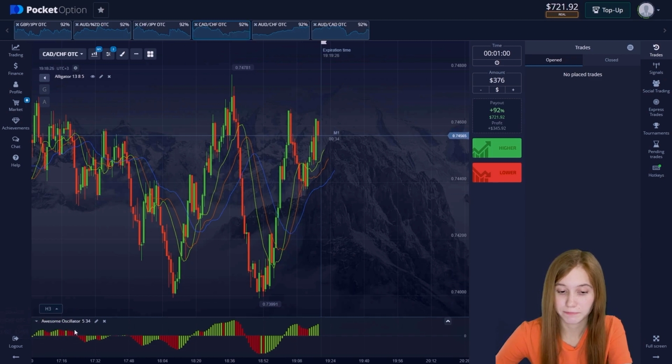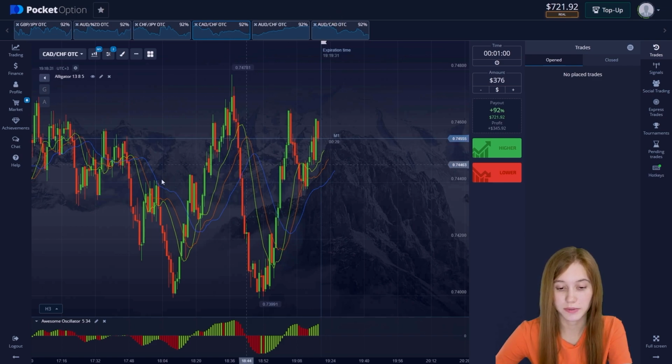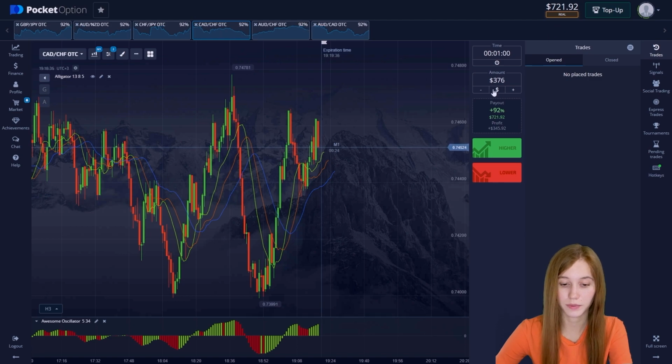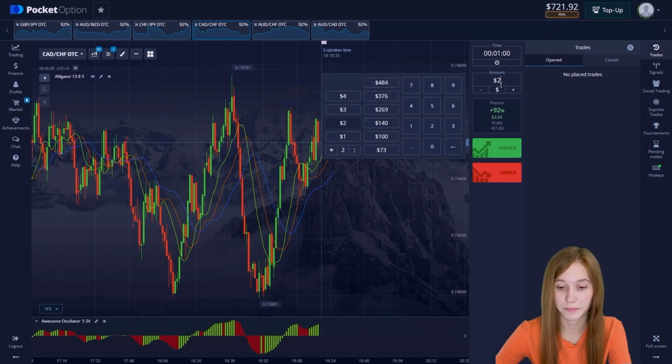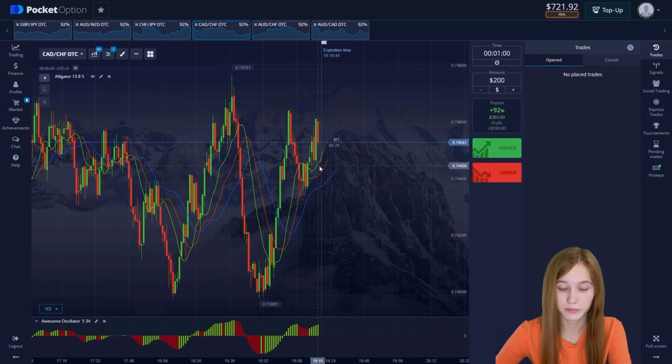$345. And we see our balance is $721. Let's reduce the amount of deal to 200. And we move on to the next concept. So here we are. Let's open down and we start our technical analysis.